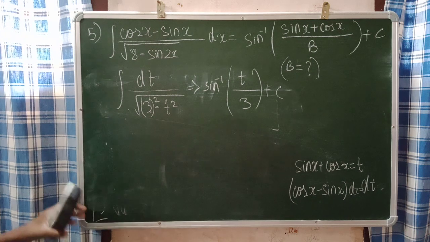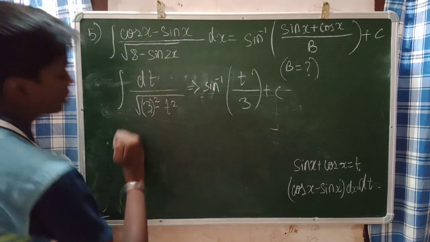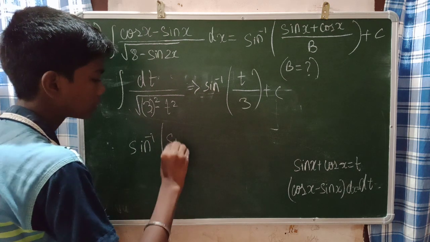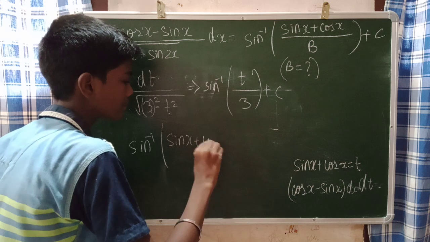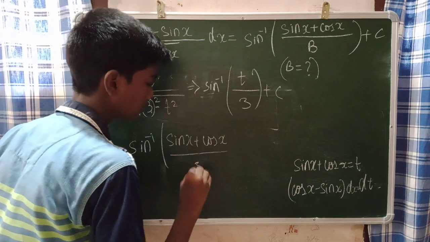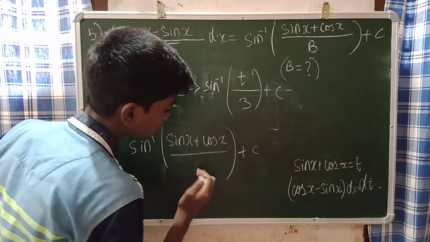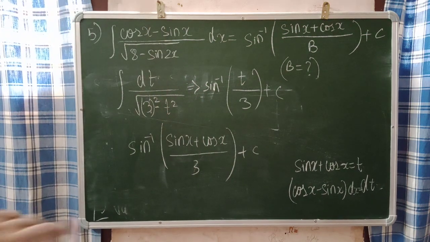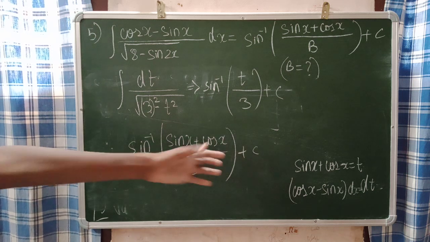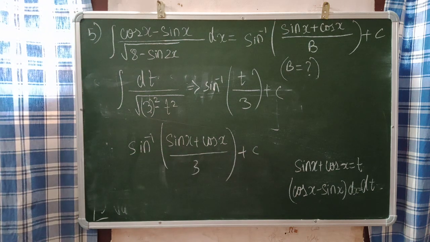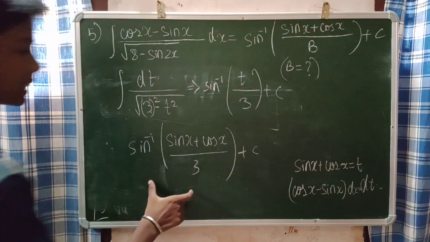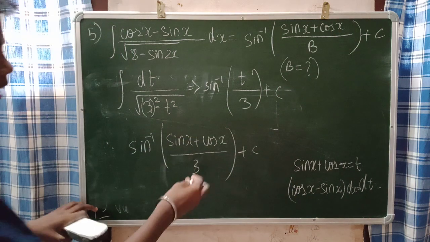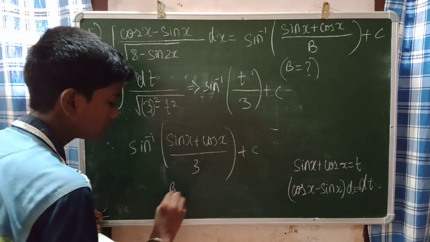After this, what is the value of t? What we substituted? We substituted sin x plus cos x. So sin inverse of t will be nothing but sin inverse of (sin x plus cos x) divided by 3 plus some constant. That's what we substituted: t is nothing but sin x plus cos x. Now this expression is the same as the given one, sin inverse of (sin x plus cos x) by b plus some constant. So of course b will be equal to 3 because here we are having 3. So b is equal to 3 and that's the answer for the question.